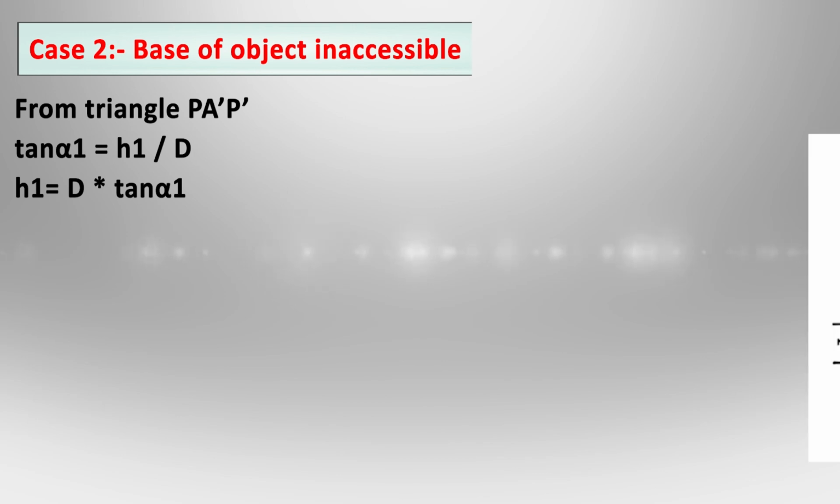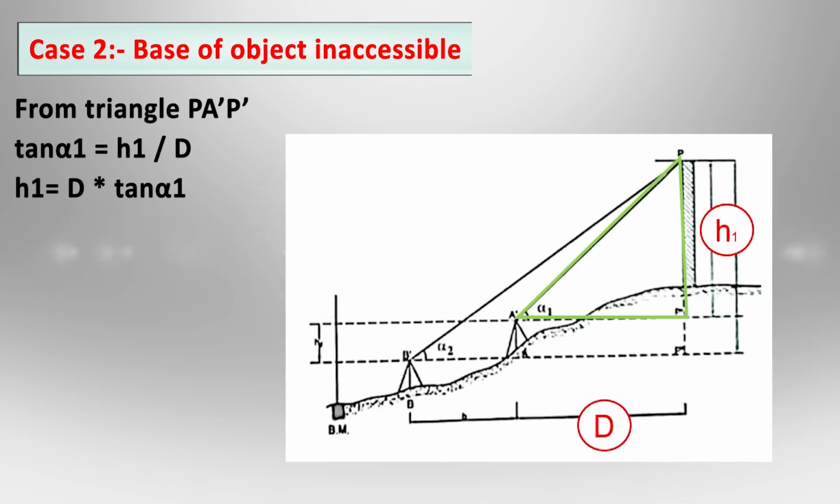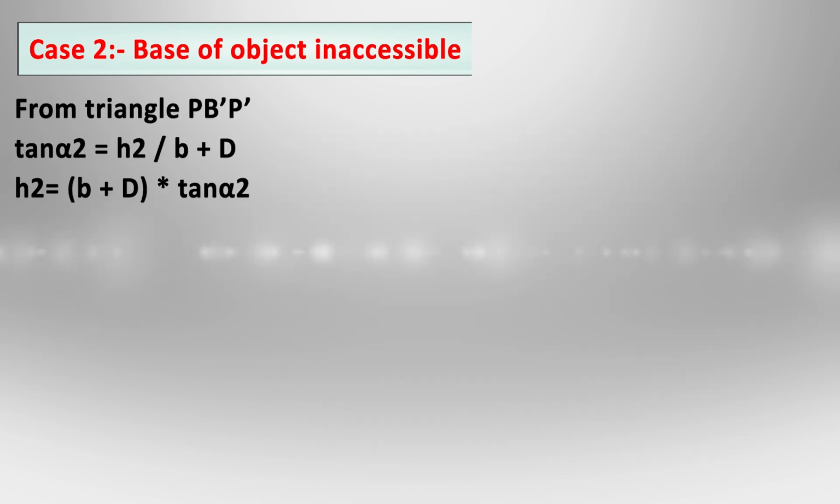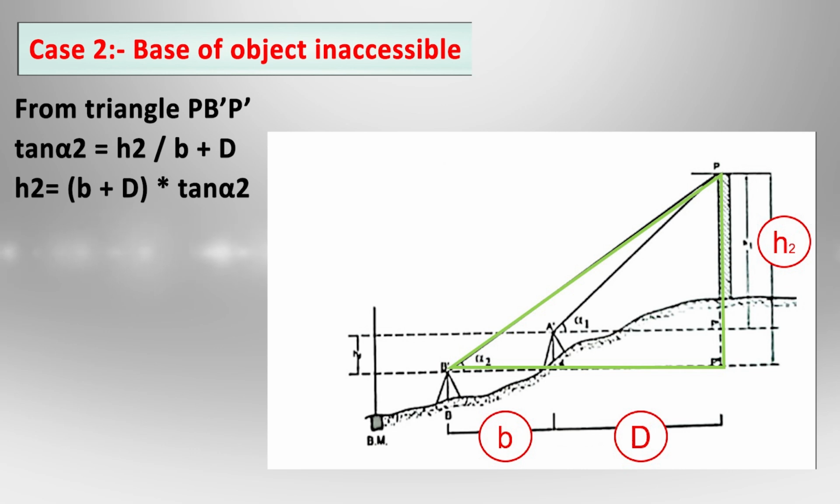B. So if we consider the triangle P A dash P dash, we get tan alpha 1 is equal to H1 by D, and we get H1 is equal to D tan alpha 1. So this is our equation 1. From the other triangle, that is P B dash P dash, we get tan of alpha 2 is equal to H2 divided by B plus D. So we will solve it. We get H2 is equal to (B plus D) tan alpha 2.